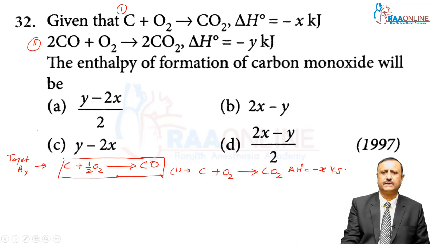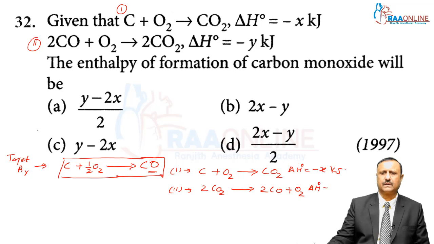In reaction number 2, you can see carbon monoxide is present on the reactant side and carbon dioxide is present on the product side. Here you want the carbon monoxide on the reactant side. Why? Because in the target reaction this carbon monoxide is present in the product. So first of all, we reverse this reaction. When we reverse it, we get 2CO2 giving 2CO plus O2, and delta H, when reversed, minus Y is converted to plus Y kilojoule.